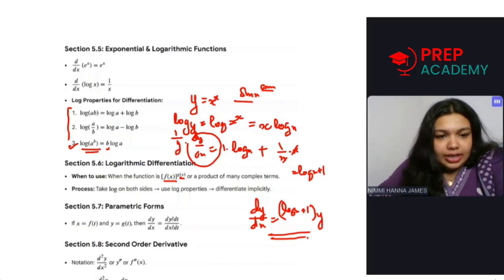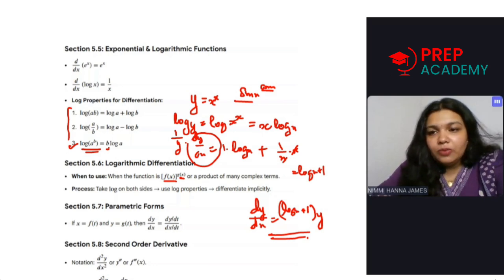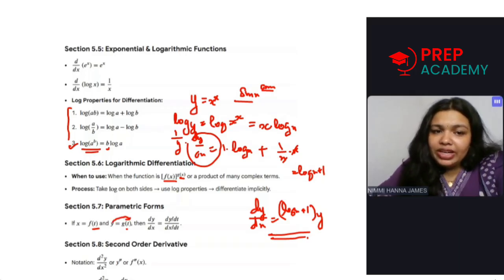Then, in the chapter we had parametric forms. If we have two functions f of t and g of t, and we want to differentiate y with respect to x, here y is dependent on t. We can only differentiate y with respect to t, but we want y with respect to x. So there we use the parametric form: dy by dt divided by dx by dt.